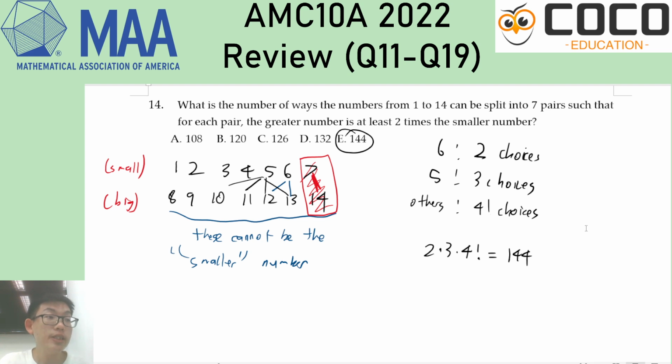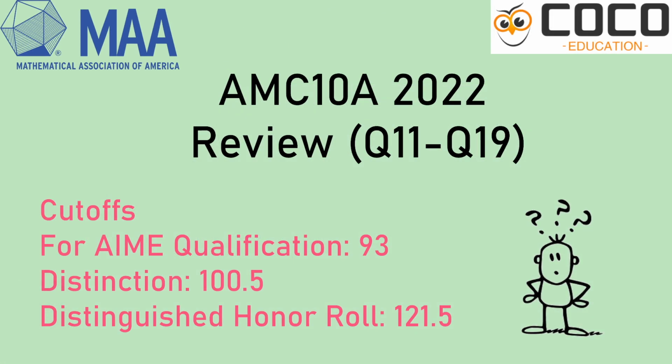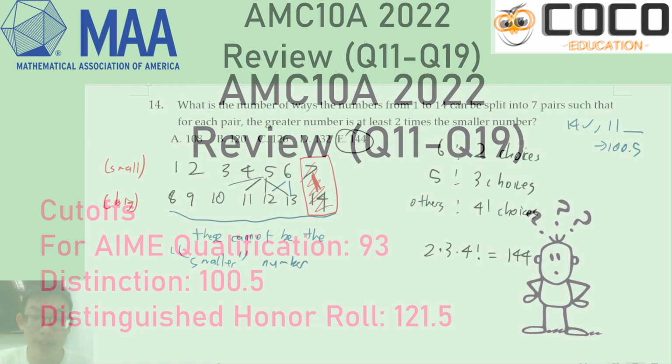Now at this point, if you had gotten your first 14 problems correct, and if all the other 11 are blank, you would get 100.5. Now, as you have seen a moment ago in the thumbnail, the distinction mark is 100.5. So if you had just gotten to here in 75 minutes, you would get a distinction. But again, caveat, you don't know the cutoff score beforehand. It changes with every paper.